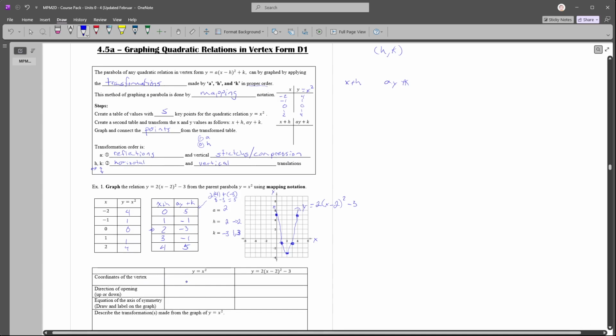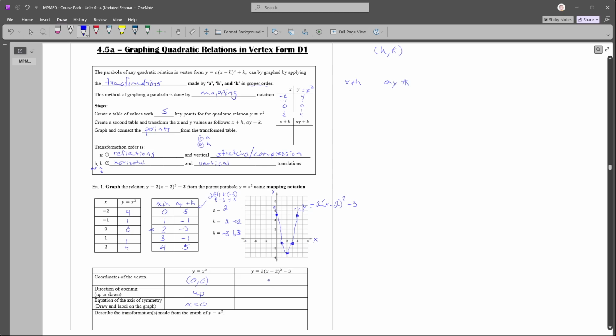So what were the coordinates of our original parent relation? Yes, the vertex was still (0, 0). And yes, it opened up. And the equation of its axis of symmetry is just x is equal to 0.